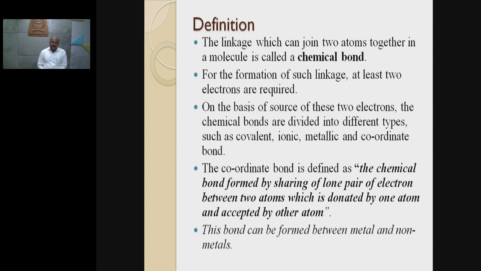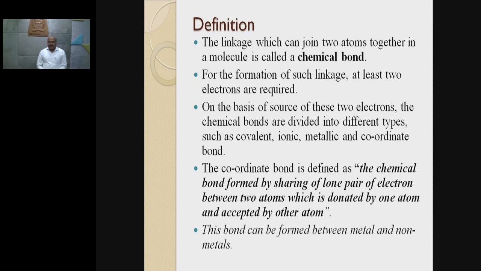Let us first see the definition of coordinate bond. A chemical bond which is formed by sharing of a lone pair of electrons between two atoms, which is donated by one atom and accepted by the other atom, is called a coordinate bond. That means during the formation of a chemical bond, we need two electrons. If those two electrons are donated by one atom and accepted by the other atom, that means contributed wholly by one atom, then such a bond is called a coordinate bond.